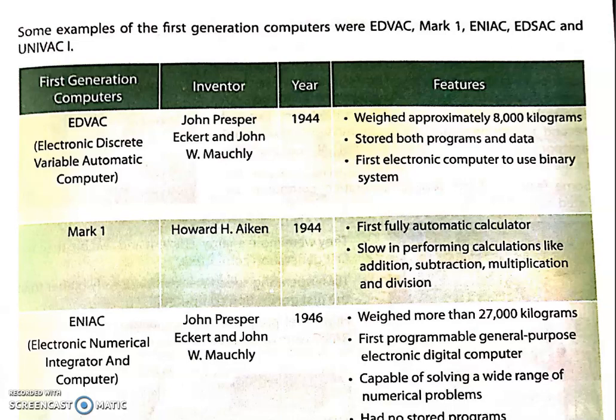Number 1 and number 0. Number 0 means it is off. Number 1, that means it is on. So every command that we give to a computer is given in ones and zeros, which is known as binary.